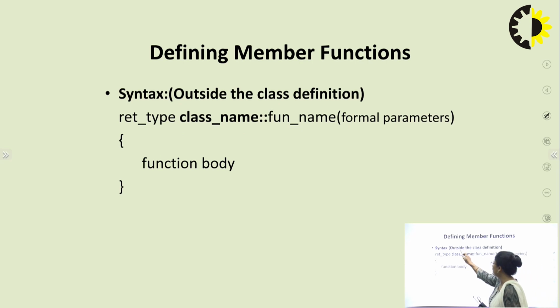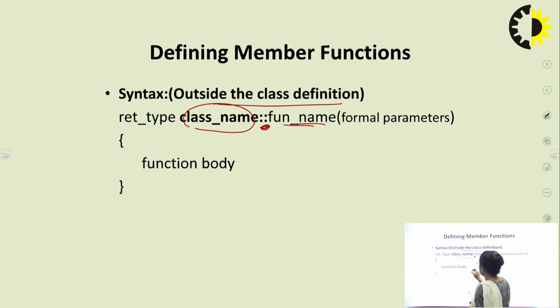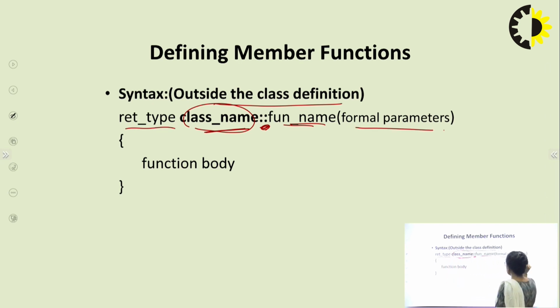But if you're defining the member functions of a class outside the class, you write the return type, then the class name for which it is a member, followed by the scope resolution operator and the function name, and then the argument types and then the function body.